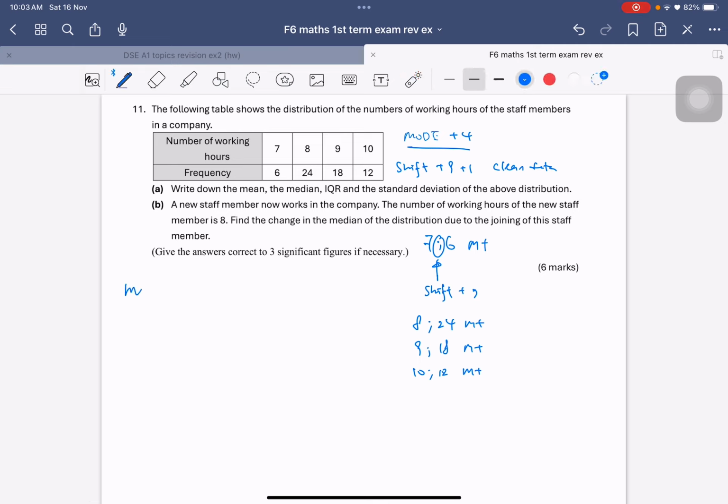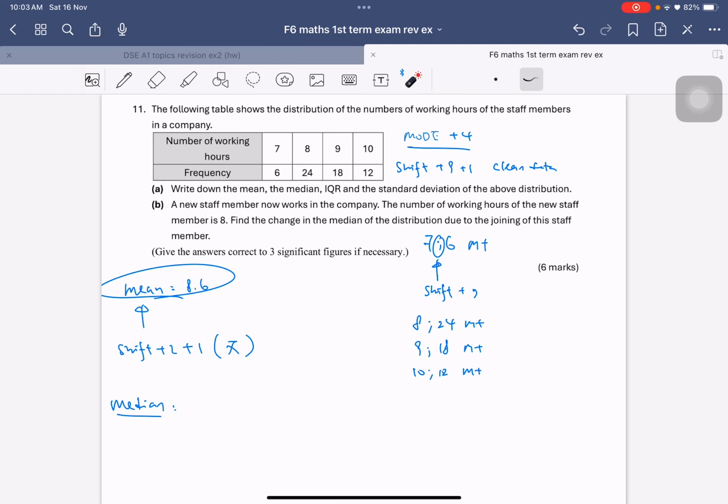Then to find out what the mean is, you press shift 2, and then plus 1. You can show this x bar. That's giving you 8.6.